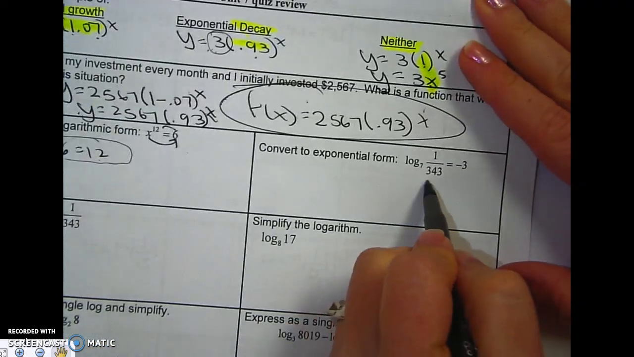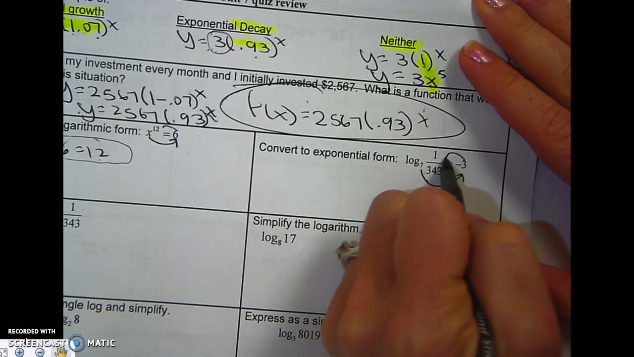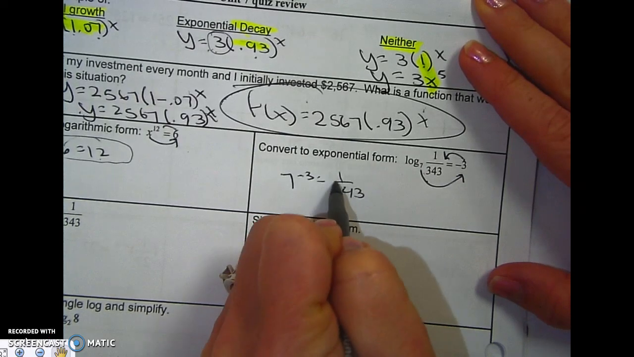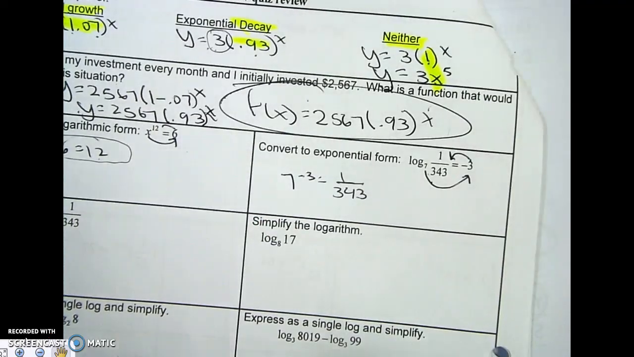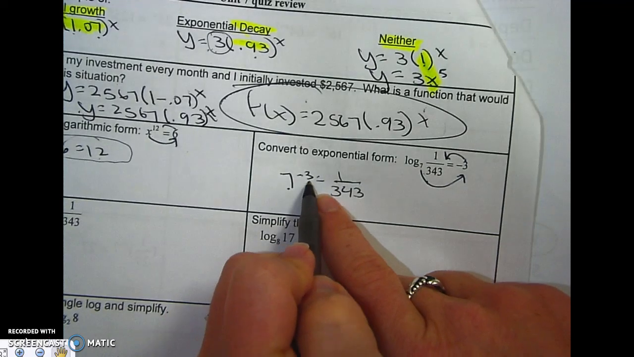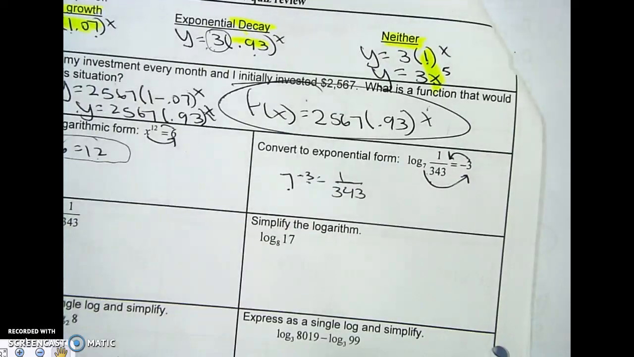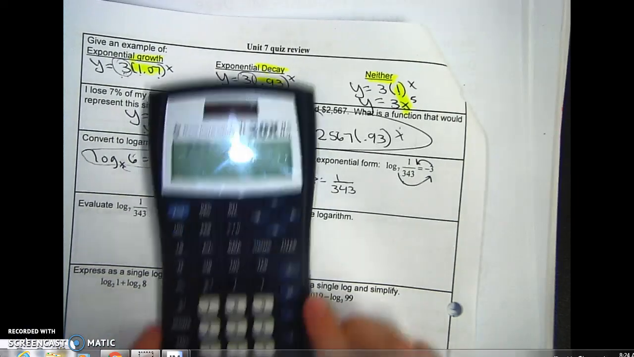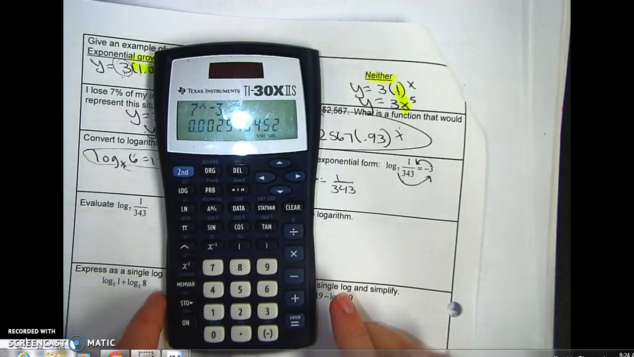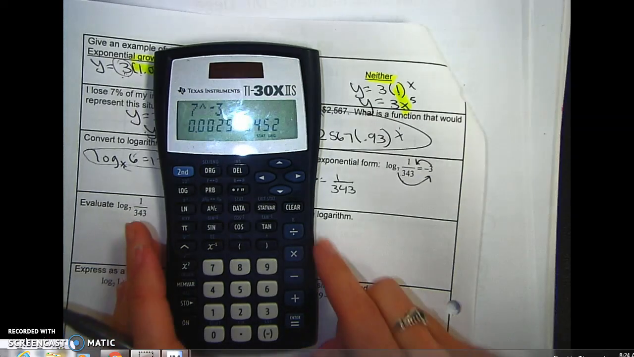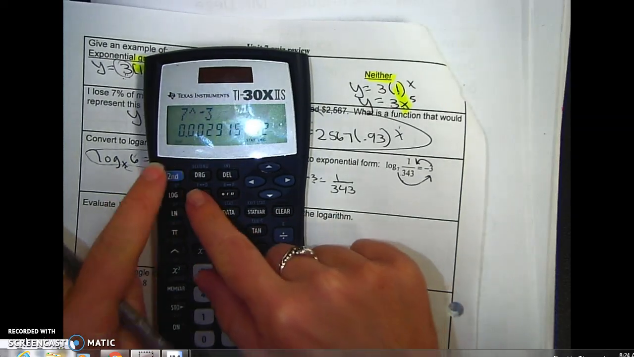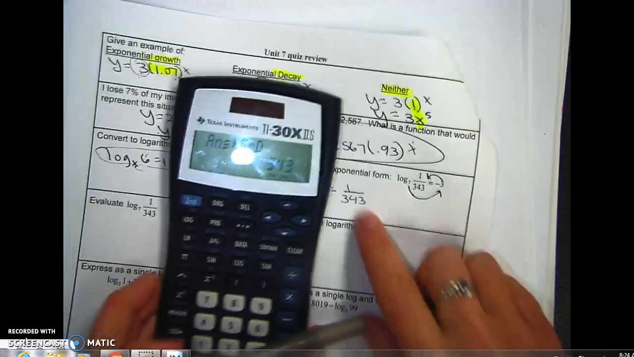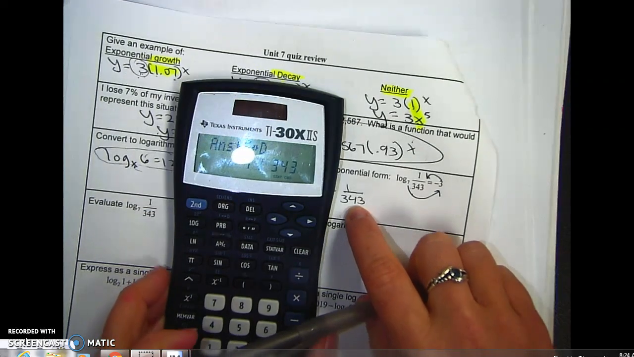This one, I need to convert it to exponential form. So I play the same game. 7 to the negative 3 equals 1 over 343. And if I'm not sure if that's correct, well, when I take 7 to the negative 3rd in my calculator, let me actually grab a calculator and show you. So in my calculator, if I go 7 to the negative 3, make sure you go negative 3, not minus 3, it tells me 0.002529, whatever. And then if I go second PRB, it changes it to a fraction, and boom, that's 1 over 343, which matches that. So I'm good to go.